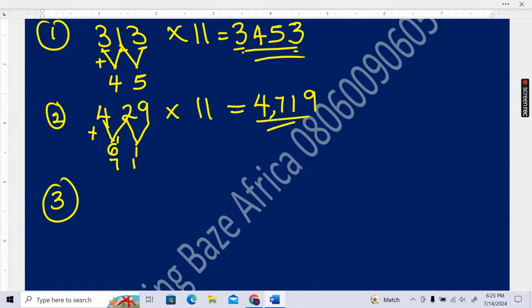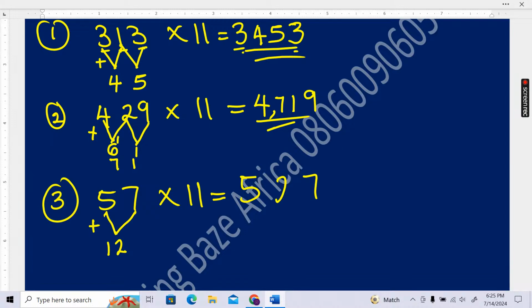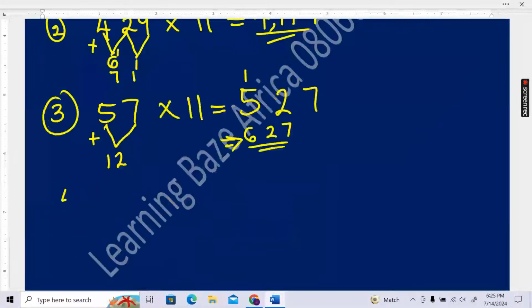Now look at the next question. What is 57 times 11? Write down 5, write down 7 with a space in between, then add 5 and 7 together. 5 plus 7 will give us 12. Write 2 in the middle, carry 1 over, all right? Add that 1 to 5, that will give you 6. So the final answer is 627. 57 times 11 is equal to 627.